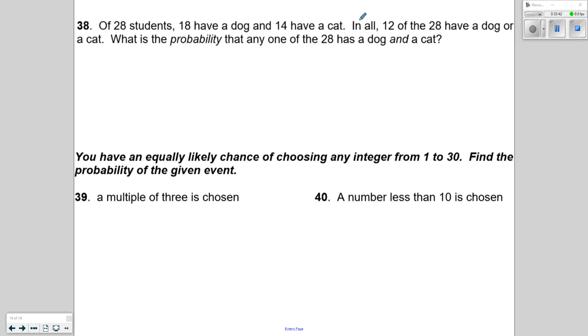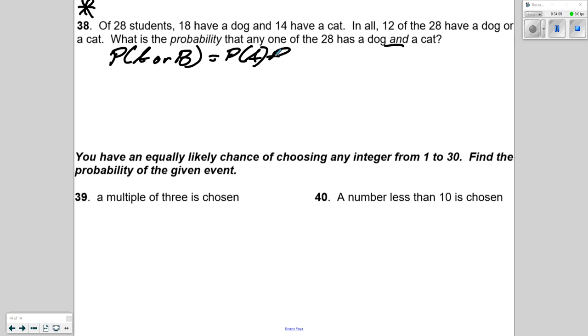Now, once again, also another unrealistic example. If you just think about it a little bit, you can see that this doesn't make sense. But we're just going to use the formula and find the probability that any one of them has a dog and a cat. So remember, our equation for overlapping events was the probability of A or B equals the probability of A plus the probability of B.